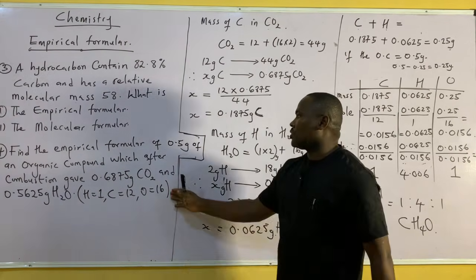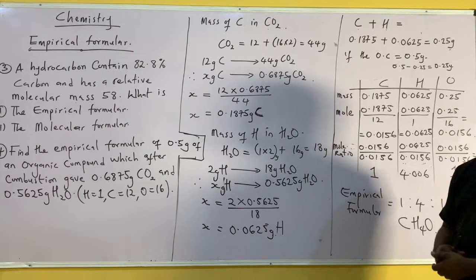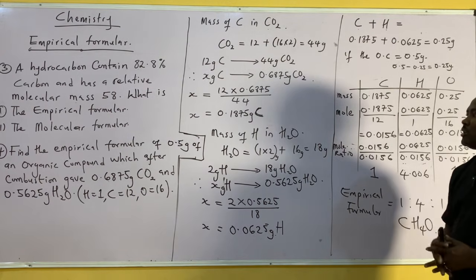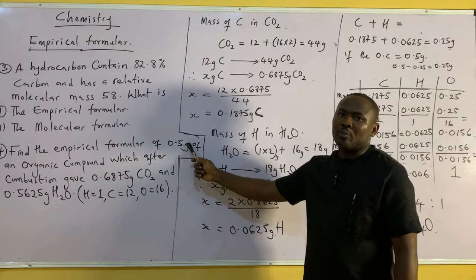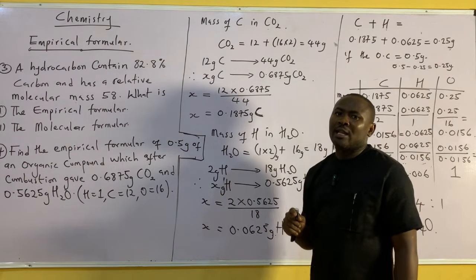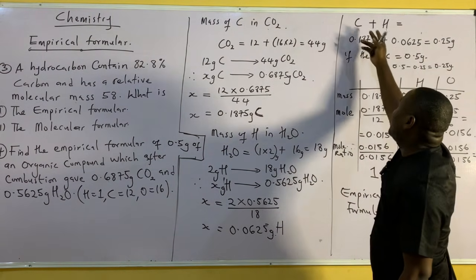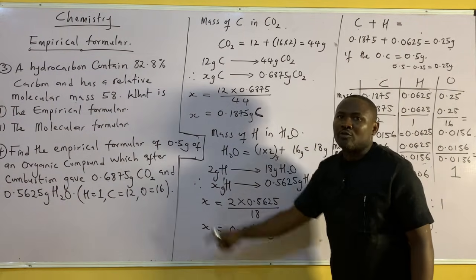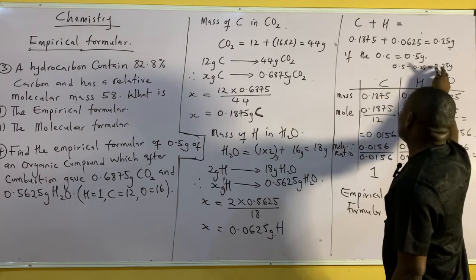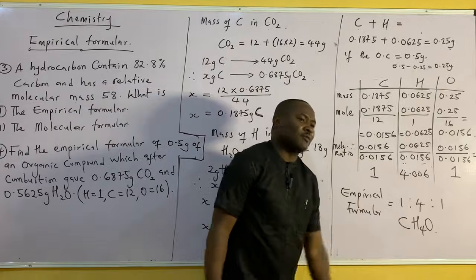So this is a question involving a combustion reaction, and we have to get our carbon from carbon dioxide. We got our hydrogen from water, and we then compared with the total mass of the organic compound and realized there is an extra element present, which was oxygen, and we got that by subtracting the combination of carbon and hydrogen from the total of 0.5, and we got 0.25. Then from there, we did our normal empirical formula calculation and arrived at this answer. Thank you.